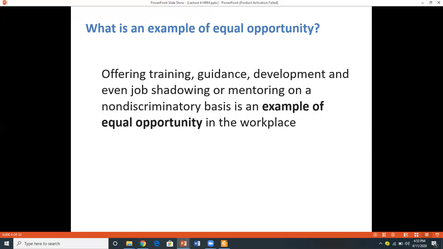And when we talk about an example of equal opportunity, the example is offering training, guidance, development, and even job shadowing or mentoring on a non-discriminatory basis. That is an example of equal opportunity in the workplace.